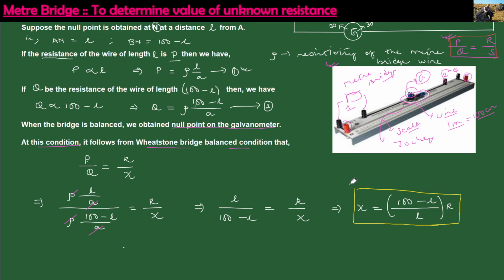If you know the value of L, which corresponds to the balance length, that is, the null point or zero deflection on the galvanometer, and if you know the values of R taken from the resistance box, then you can find out X. So in your laboratory, after you find X, the resistance of the unknown wire should be expressed in ohms.